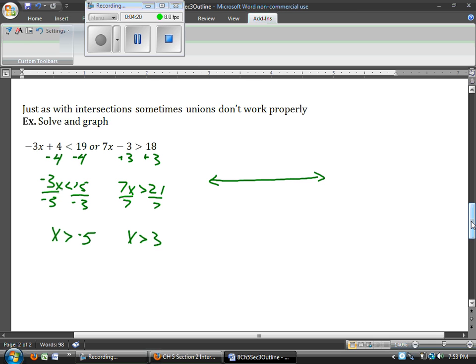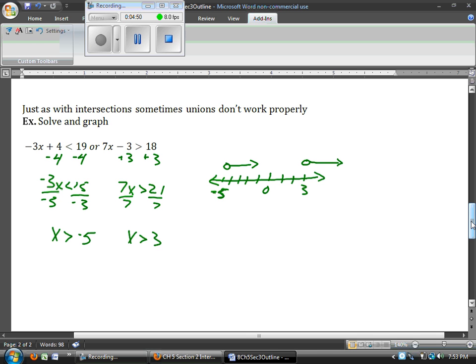I start with my 0, and I need to go down to negative 5: 1, 2, 3. Okay, so at negative 5, let's see what's going on. Open dot on negative 5, and x is greater than negative 5. It's going this way. x is greater than 3. So again, I have an open dot on 3, and it's going this way.